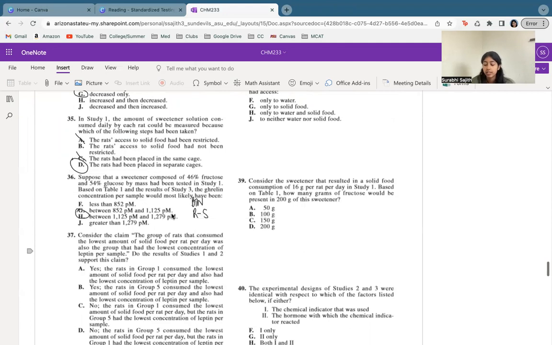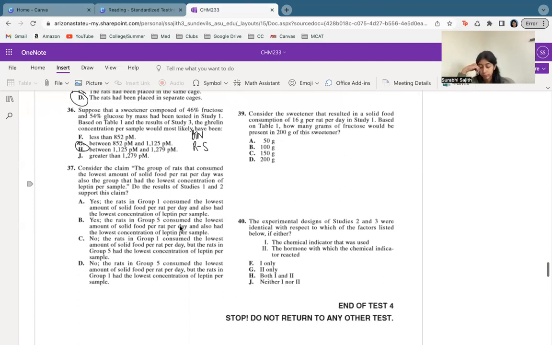1125, 1279, that is going to be option H. So again, as you can see, the questions are not necessarily about the science, but about whether you're able to interpret science-based readings. Now let's see, number 37, consider the claim: the group of rats that consumed the lowest amount of solid food per rat per day was also the group that had the lowest concentration of leptin per sample. Do studies 1 and 2 support this?